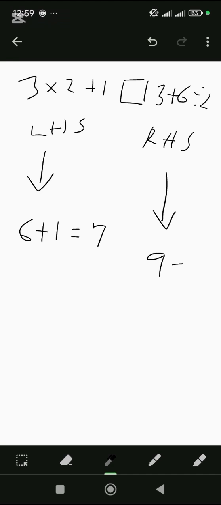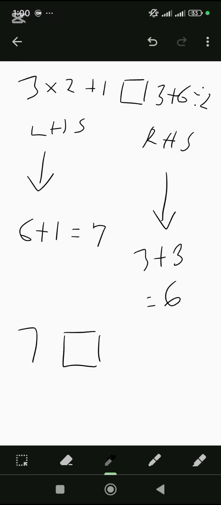Oh, remember we are using our BODMAS to do this. So this would be 6 divided by 2, and that's 3. That's 3. So that 3 plus 3, that would be 6. Now we have 7 on the left hand side, and we have 6 on the right hand side. We can clearly see now in this question that 7 is bigger, so therefore we say 7 is greater than 6.